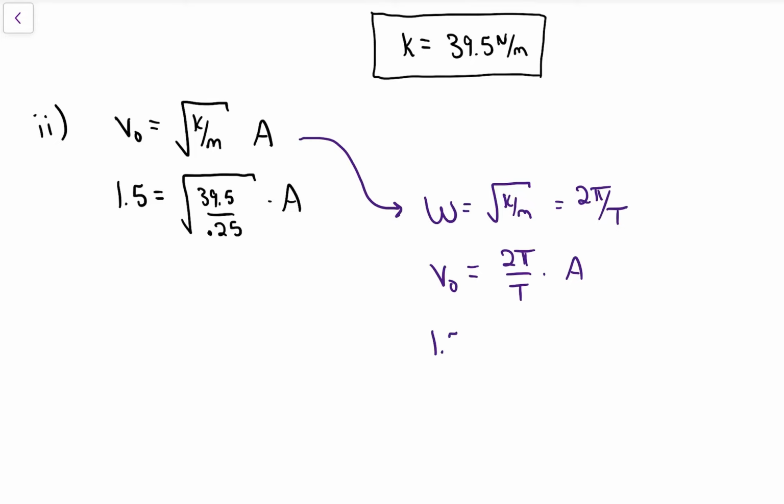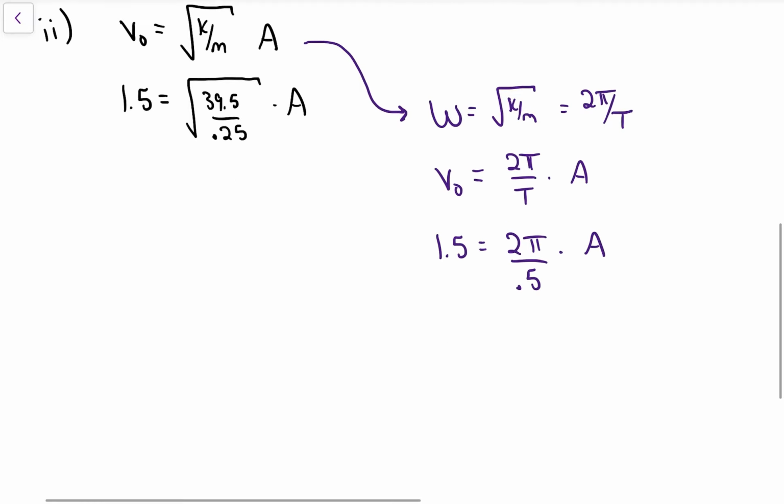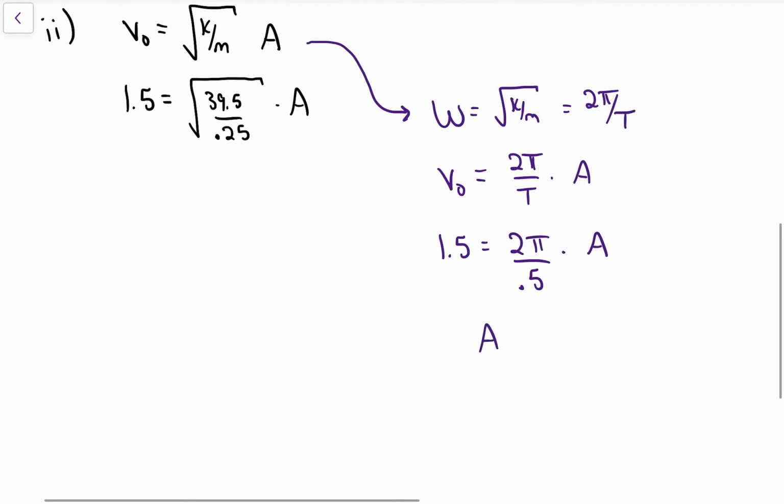The maximum speed was given as 1.5. 2 pi is always 2 pi. The time period I made up in the question was 0.5. Then we're multiplying by amplitude. A little bit of algebra. Amplitude all by itself is 1.5 times 0.5, and then all of that divided by 2 pi.